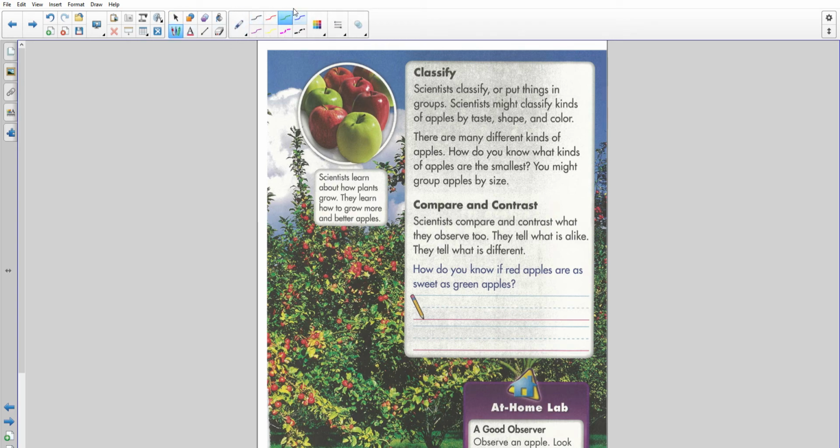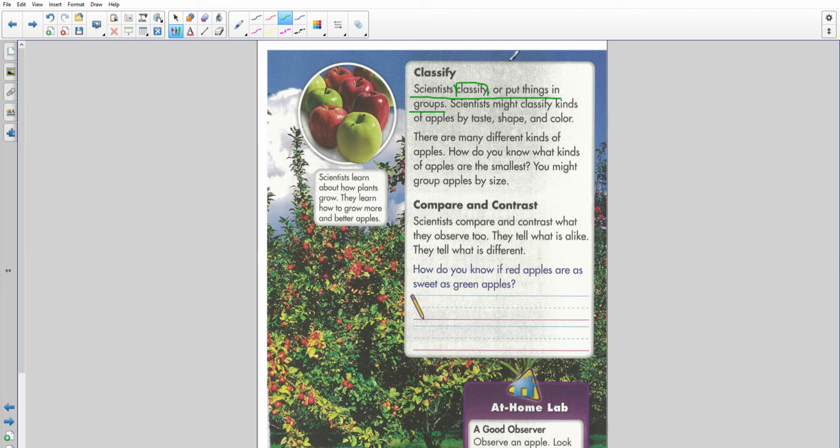Go ahead and grab your pencil, and I'd like you to underline this sentence. Scientists classify or put things in groups. Put a box around classify. Classify means to put things in groups. You could classify different ways. You might have a group of apples all based on taste, the sweet ones, the sour ones. You might have them by color, the red ones, the yellow ones, and the green ones. That's how we put things in groups as a scientist. We call it to classify.